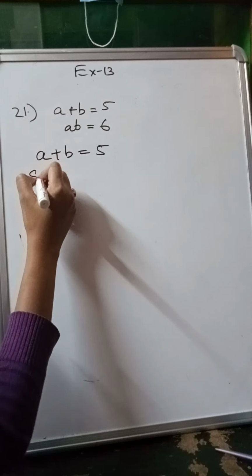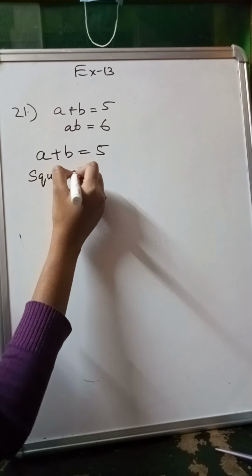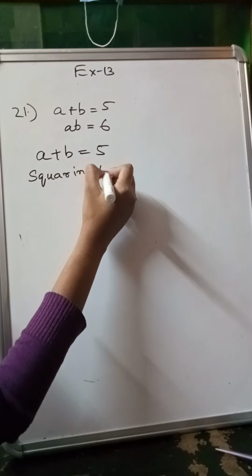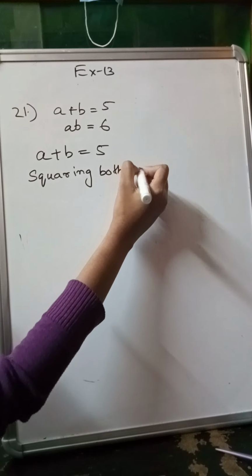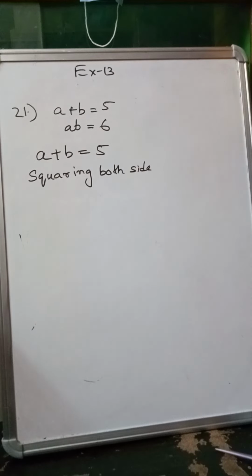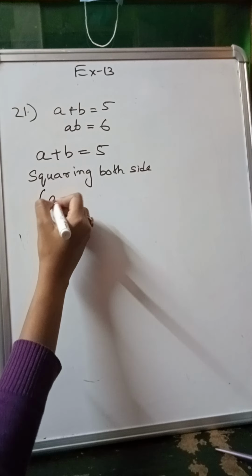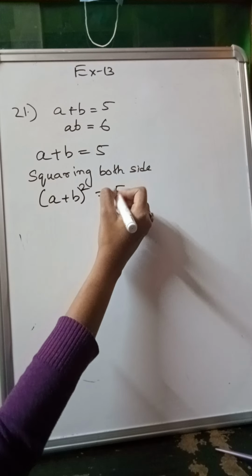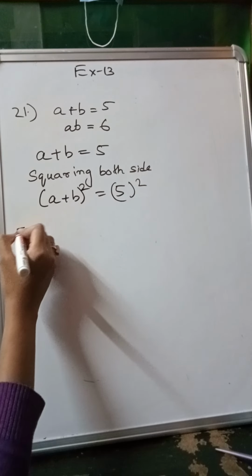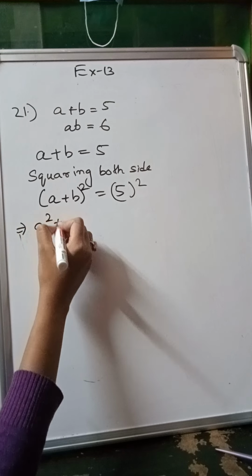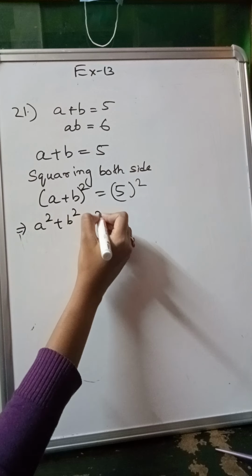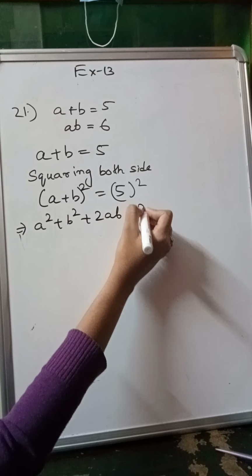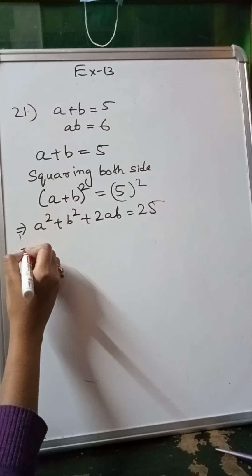Okay, so a plus b is 5. We will do squaring both sides. Squaring both sides means in the left side we will also do the square, and in the right side we will also do the square. So we can write like this: a plus b whole square equals to 5 square, right? So this will give us a square plus b square plus 2ab equals to 25.